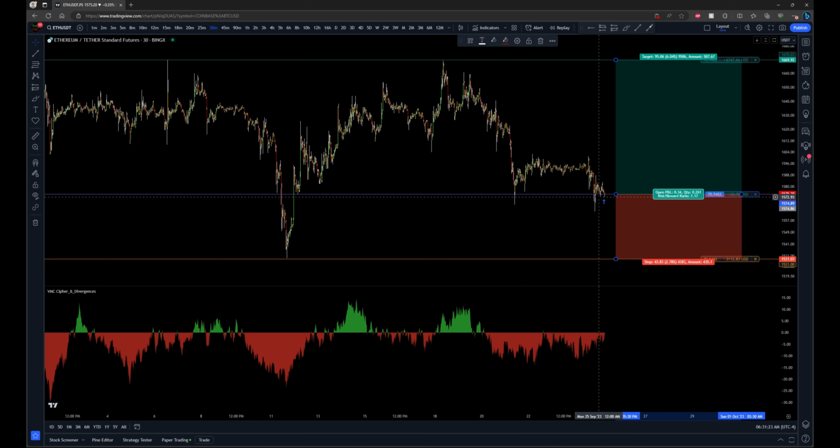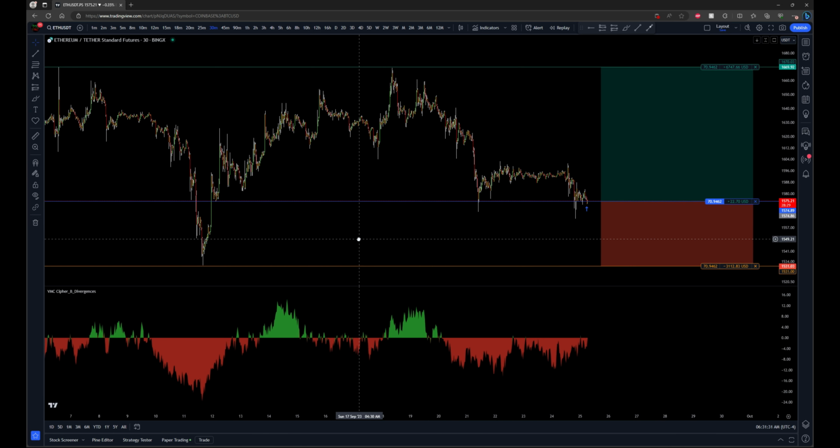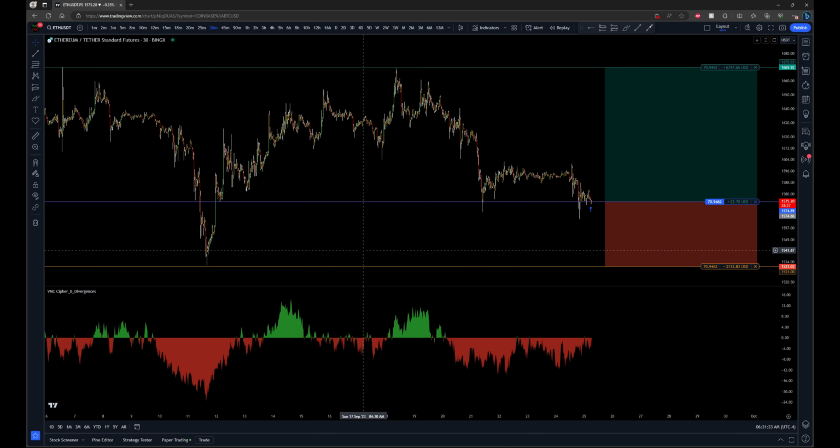The next level price is going to gravitate towards is these untapped highs. Okay, so that's the idea behind this strategy with all criteria being met. And I'll update it as needed.